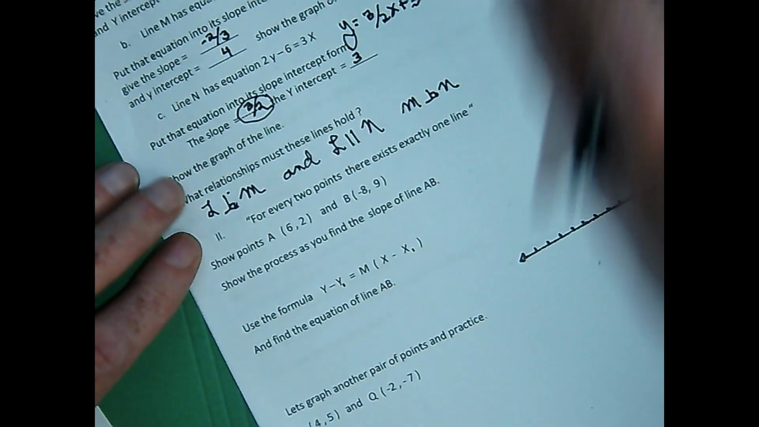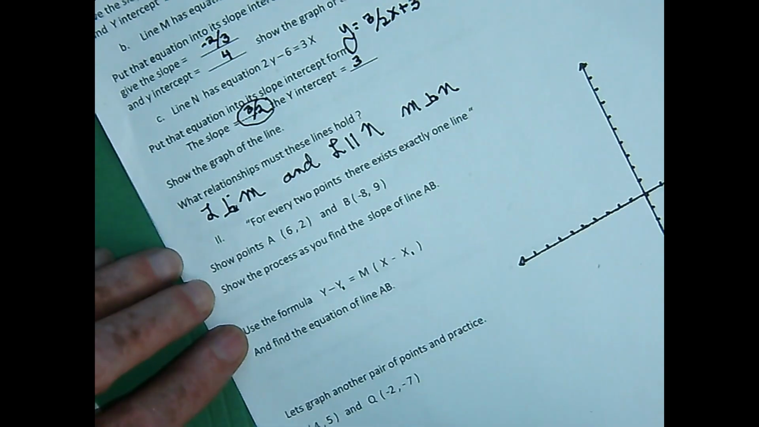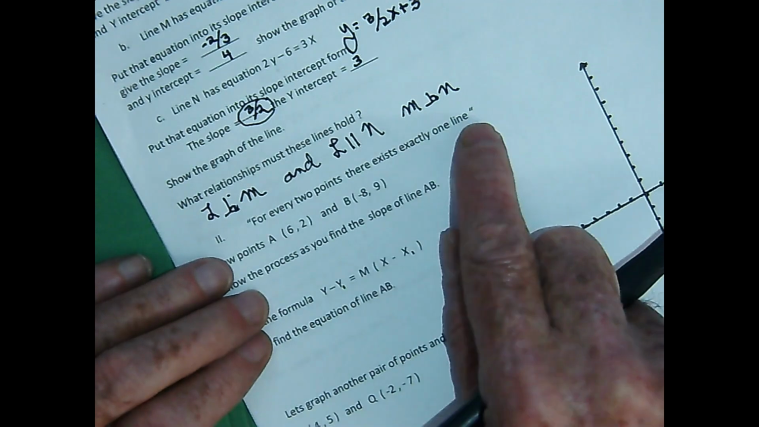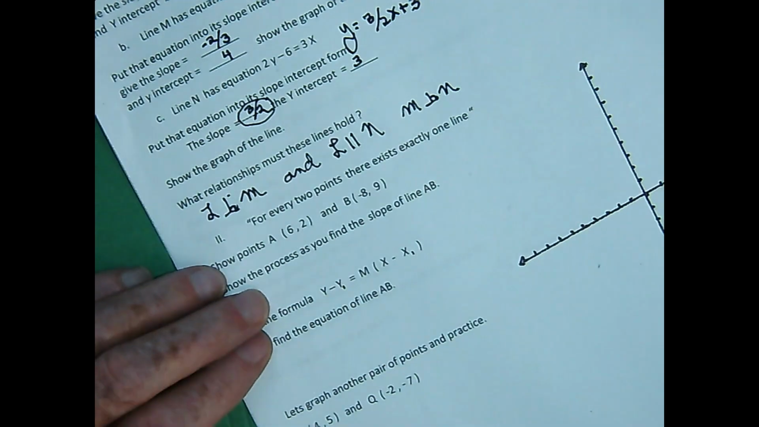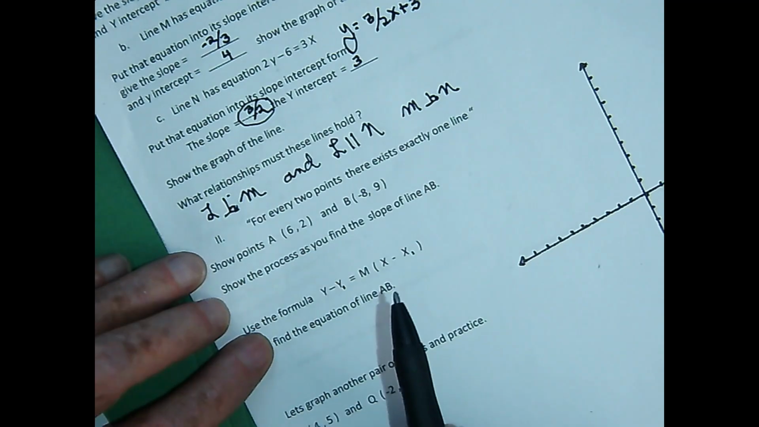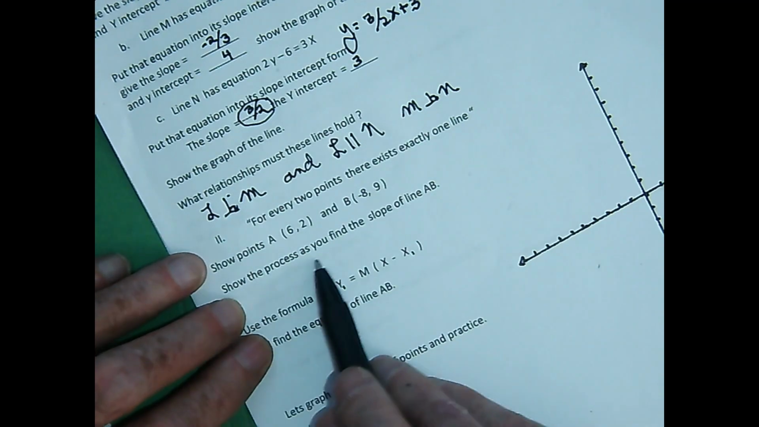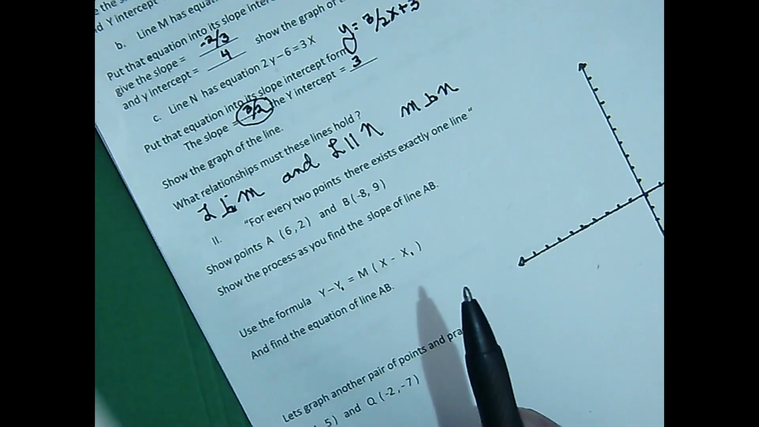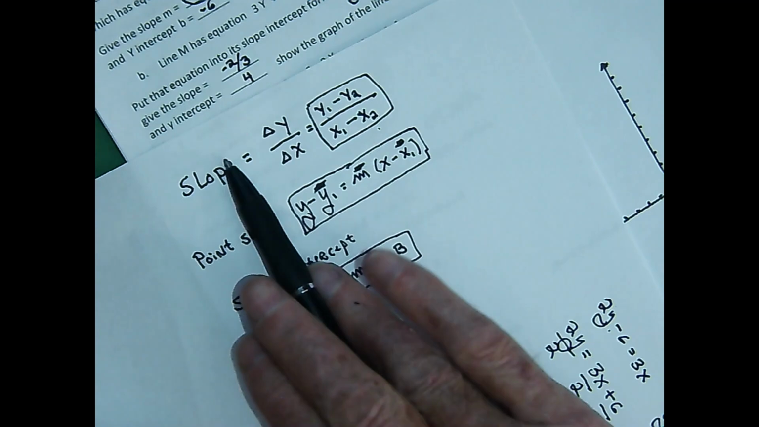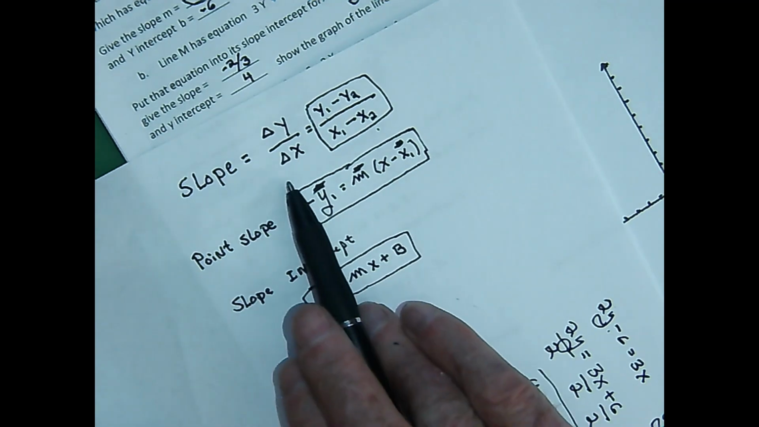We're going to do some more. Here comes an interesting formula. But first off, for every 2 points, there exists exactly one line. That's a postulate from everybody's geometry class. And given these 2 points, we're going to find the equation of that line. First, it says, show the process as you find the slope between these 2 points. And I'm just going to remind you, this is our slope formula. The change in y's over the change in x's.